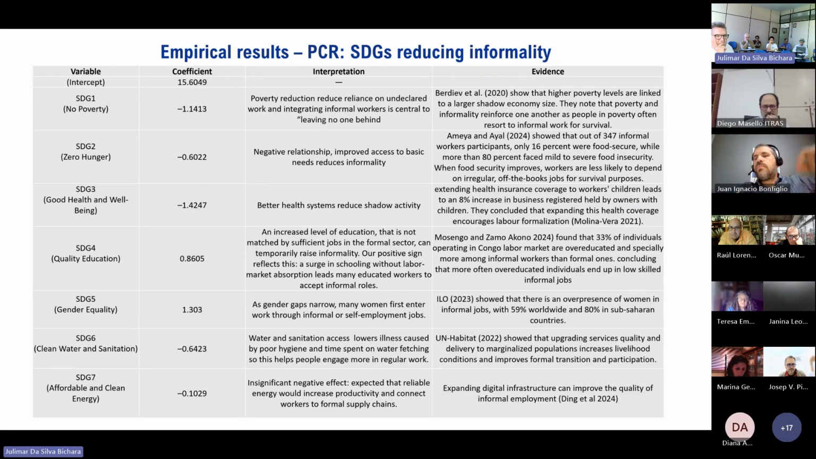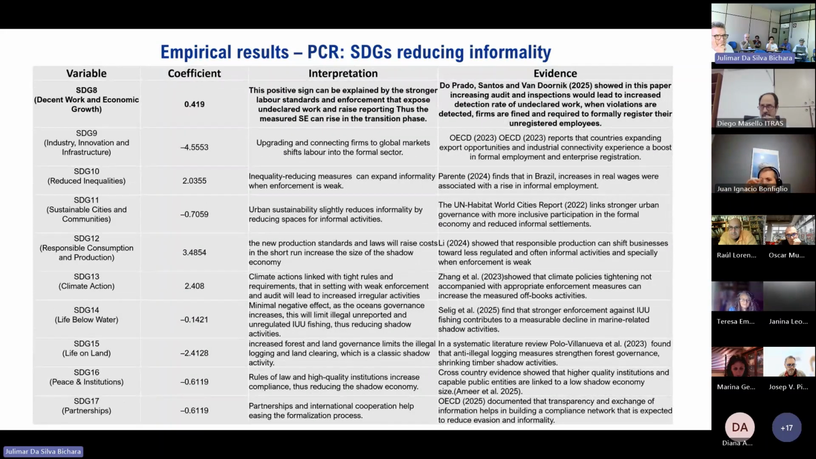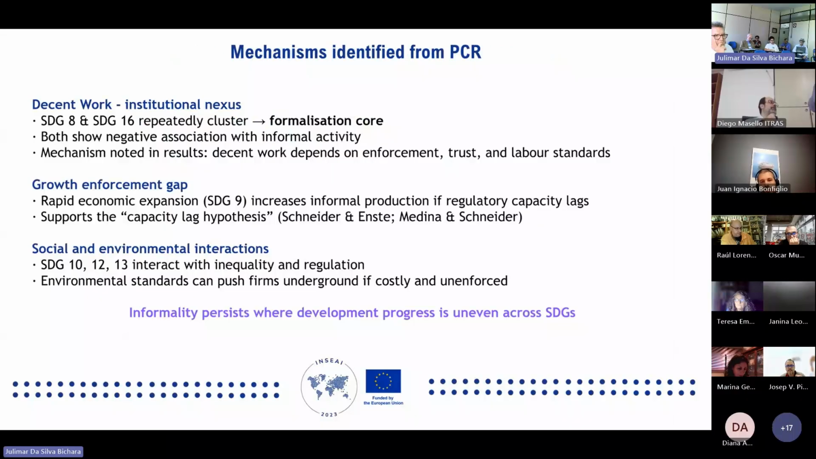And so on. I won't go through each of the SDGs because we are short on time. But I will focus on the most important SDG related to informality, the one related to decent work and economic growth. This positive sign can be explained by stronger labor standards and enforcement that expose undeclared work and raise reporting, and thus the measure of the shadow economy can rise in the transition phase. And we also have some evidence on this.